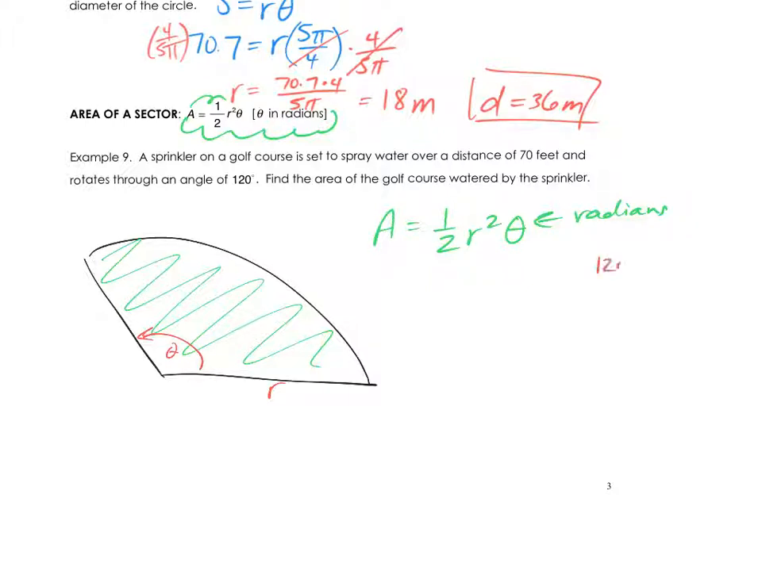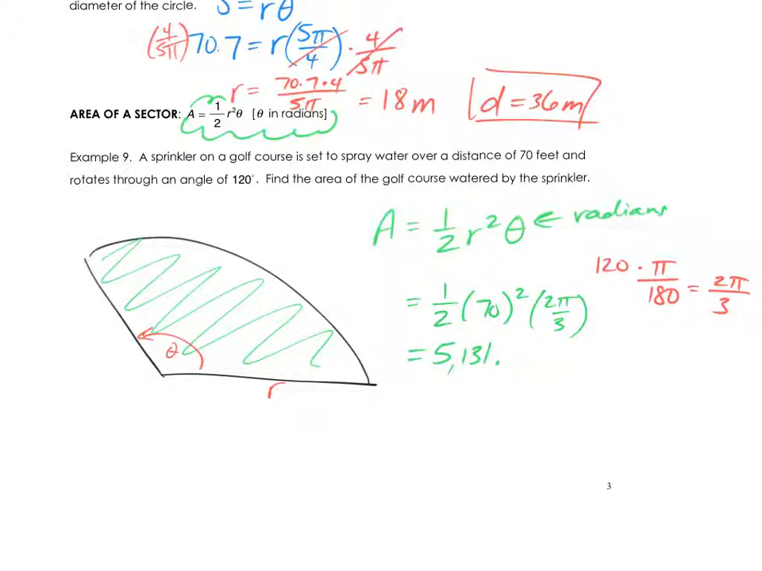So 120 times pi over 180 equals 2 pi over 3. So now we can use that back in our equation. So that is just 1/2. R is 70, and we're going to square that. And then my angle is 2 pi over 3. So when I plug that all into a calculator, I get that it is 5,131.27 square feet.